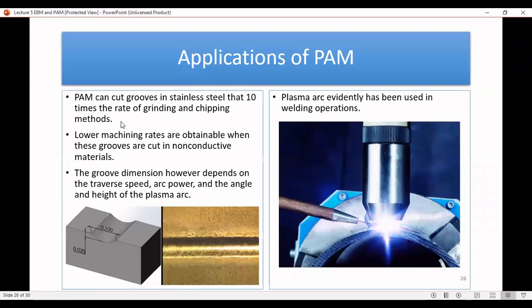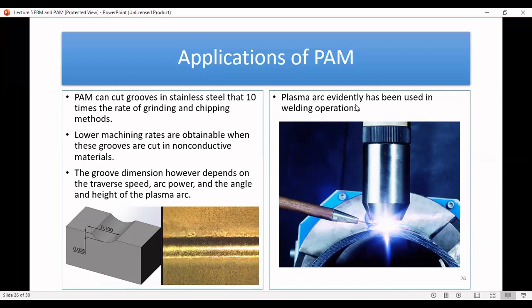Some other applications: you can cut grooves in stainless steel at 10 times the rate of grinding and chipping methods. So in terms of speed and material removal rate, this is much better. Lower machining rates are obtained when the grooves are cut in non-conductive materials. So if it's non-conductive, it's a lower rate. Groove dimensions, however, depend on the traverse speed, power, and angle and height of the plasma torch. So you can make this groove using the PAM process.